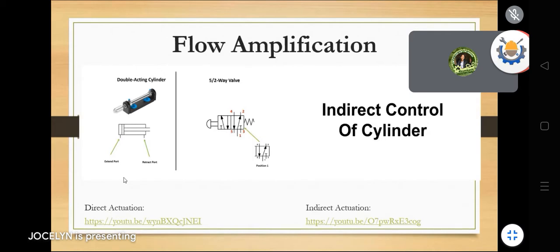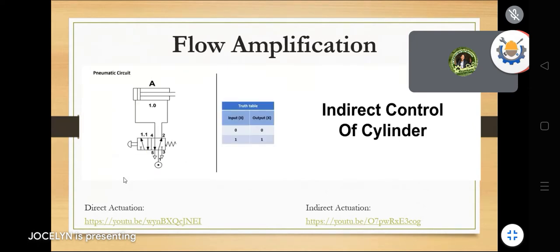So meaning once number 2 is actuated, then going back to number 4, we need to exhaust the air at number 3. And once number 4 is working, we need to exhaust the air at number 5. So that means it has the same truth table, guys. If we input 0, the output is also 0. So if the 5-2-way valve is off, then the output is also off. And if it's 1, if it's pushed, then we also have 1 as the output.